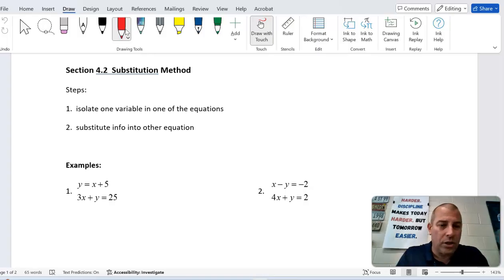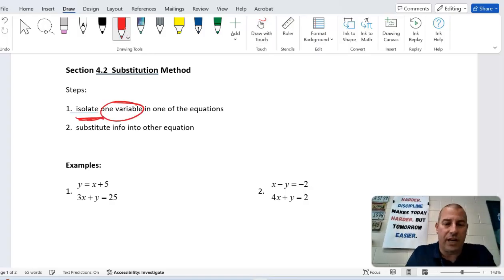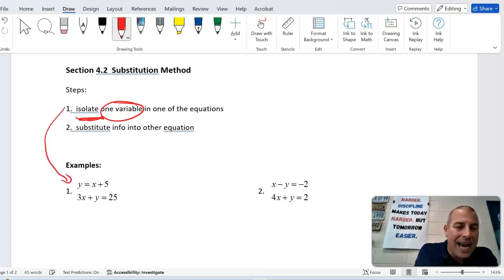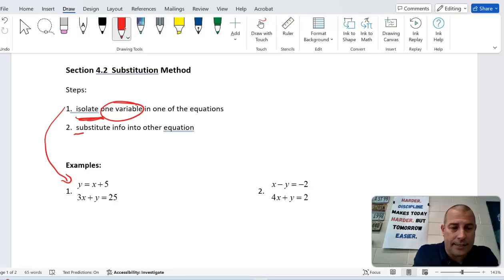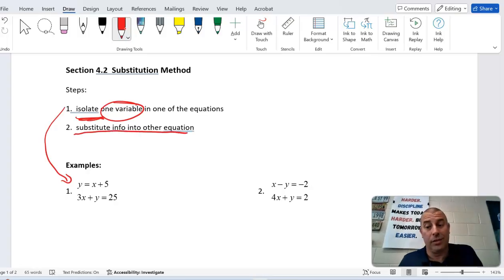In order to do that, you do need to isolate one variable. So look at problem number 1. We have an example here. The y has been isolated because it's just y equals. It could be x equals, that's fine. But again, it needs to be isolated, where it's just by itself. And then the idea here, like it says, is to substitute the information into the other equation.